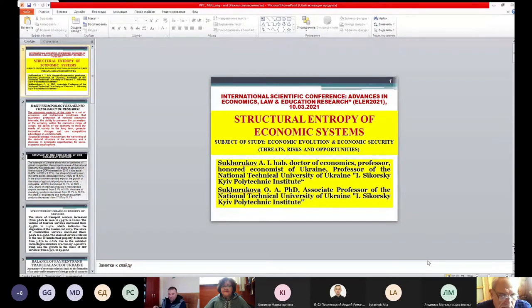Yes, of course. Dear participants, in our hearings, I have to offer the results of a study on the topic of structural entropy of the economic system. The relationship between structural deformations and entropy processes in the economic system is revealed. The authors introduced the concept of structural entropy into scientific circulation.